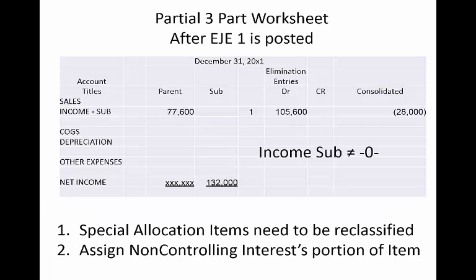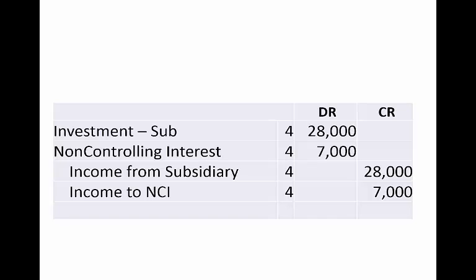We have one more step that we must do, though. We must reverse out the equity method entry, and then we must also assign the non-controlling interest their portion of the deferred gross profit. So what we're going to do is the following. We're going to have a compound entry. The compound entry will include the reversal of the income from the sub, and it will also include assigning the NCI their portion of the deferred gross profit of $7,000.